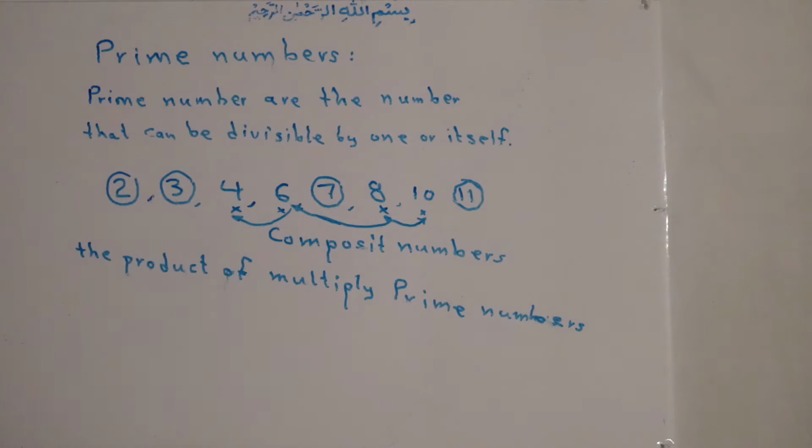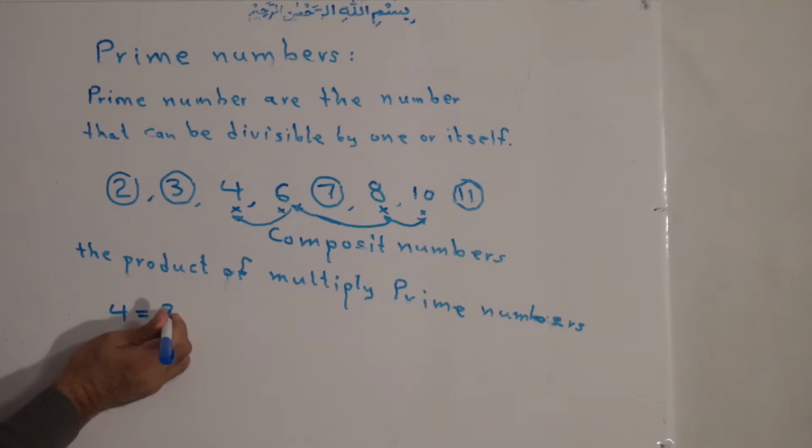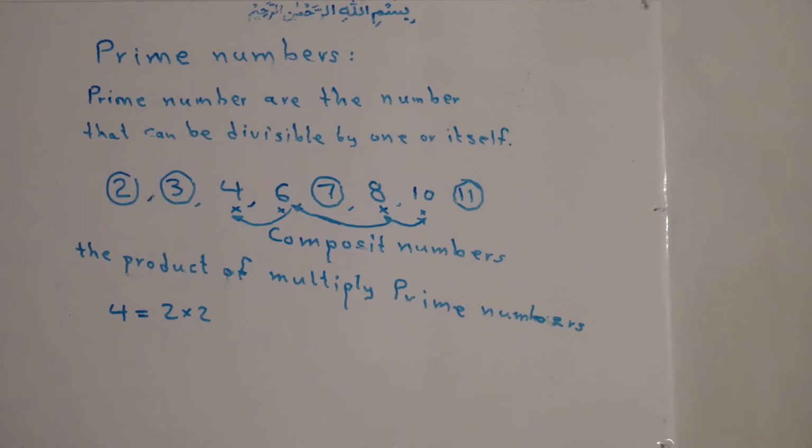If you multiply 2 or 3 prime numbers, we receive a composite number. For example, 4. 4 is a composite number. It comes from 2 times 2. 2 is a prime number, 2 is a prime number, but 4 is a composite number.